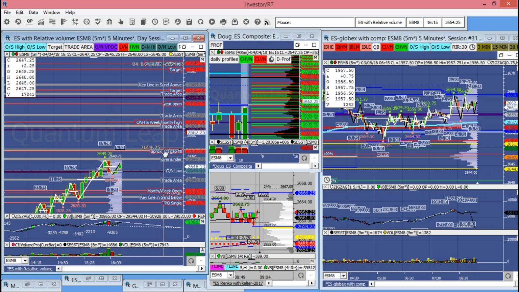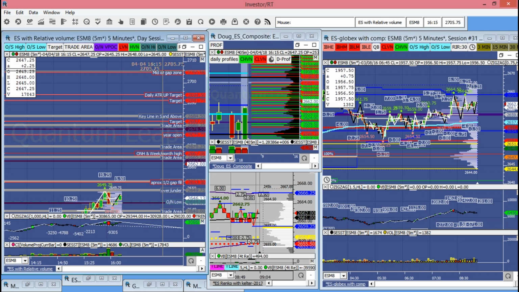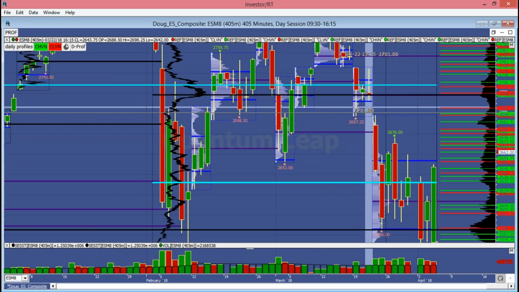Possibly come down, fill the gap, but leaving the range high from the prior day alone and pushing up into the year open, chopping up here in the 75 to 78 area, and then pushing up, breaking above the key line in the sand above, which is at 2684.50, and pushing up into the 2690 area, 91 to 94 area, possibly a late day probe to come back up into that gap zone, okay, that is above and up here.